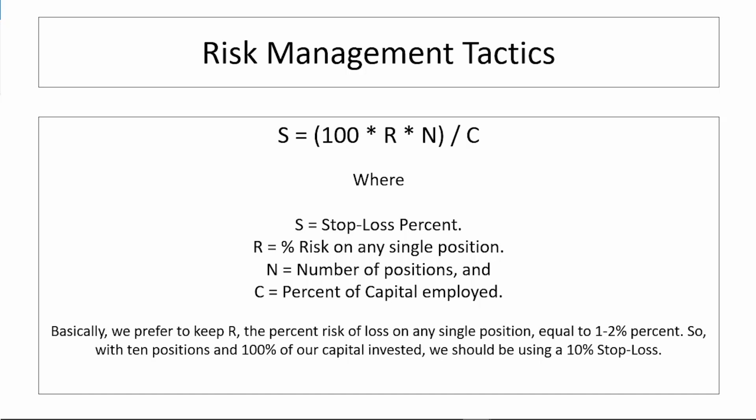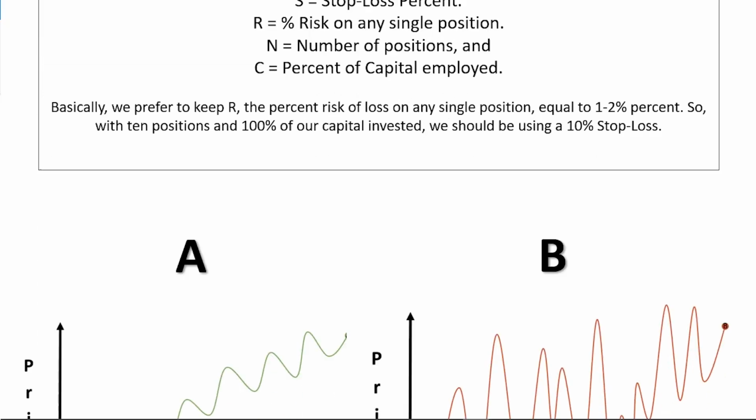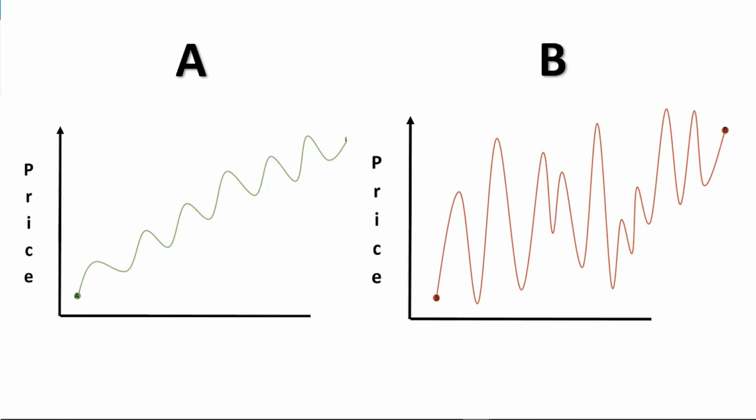So for the purposes here, we're going to assume a $100,000 portfolio, 10 positions, and we're going to use a 10% stop loss. Now the question becomes, does a 10% stop loss make sense for every stock that we hold in our portfolio? Here are 2 stocks, Stock A and Stock B.